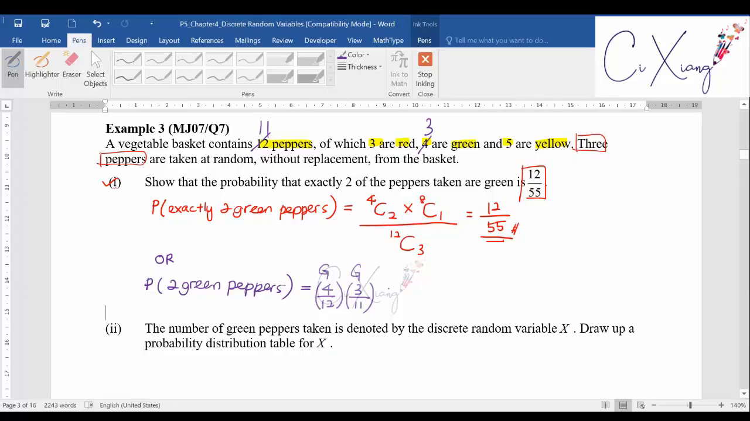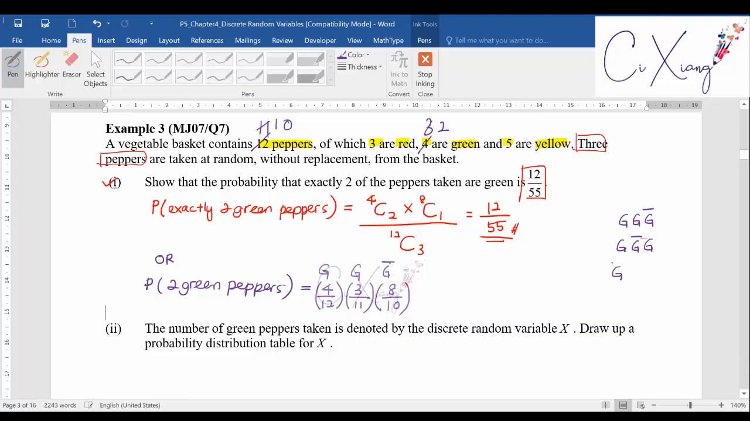Then for the third one, you don't want green anymore, you want another color. So this one becomes 2, this one becomes 10. If you want to get another color, you are having 8 out of 10. You can find it like this, but this step, when you write it out, is mainly for green, green, and non-green. But you have to consider that besides green, green, non-green, your arrangement can also be green, non-green, and green. This also means 2 green peppers.